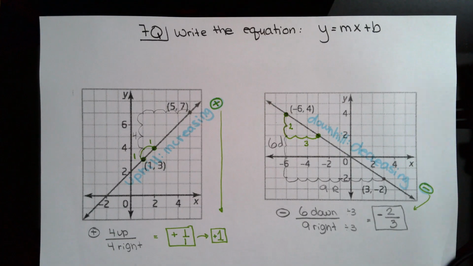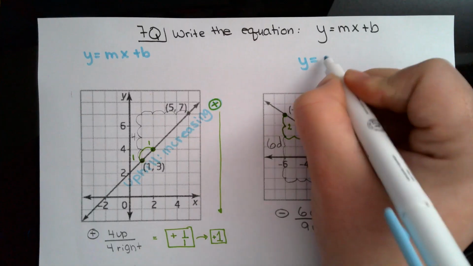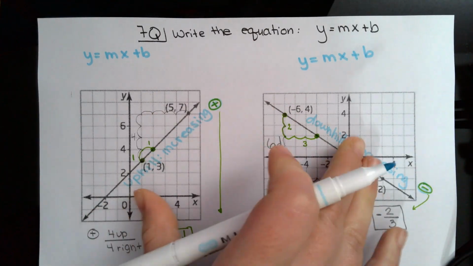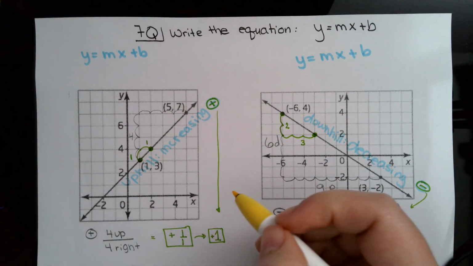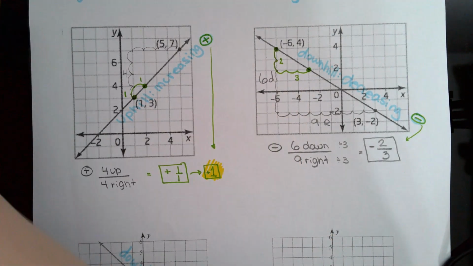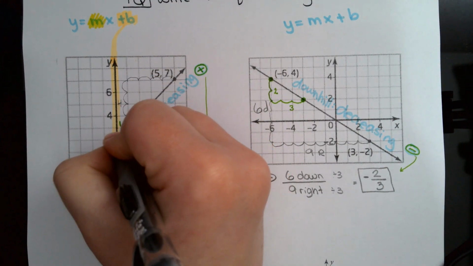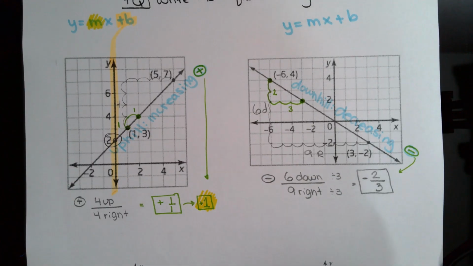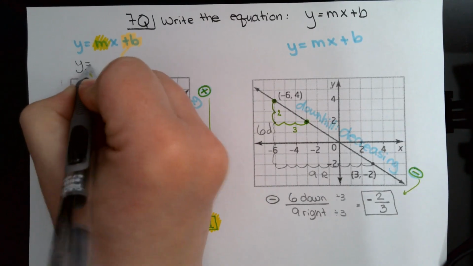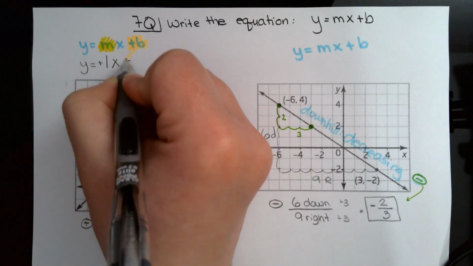For each one of these, I want y equals mx plus b. So let's start with these two. Your m is the slope that we found. This is your m. Your y-intercept is your b value. That is the number that is crossing on the y-axis. So our equation here is y equals, what was our slope? Our slope was positive 1x. And what number is that? That is a positive 2.